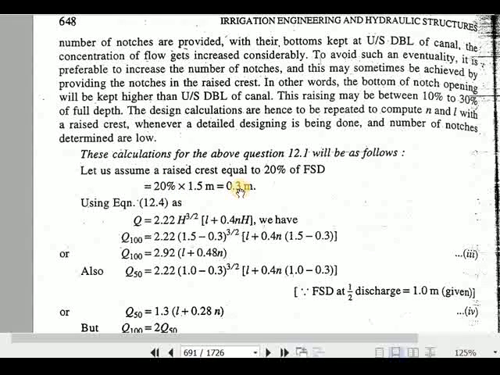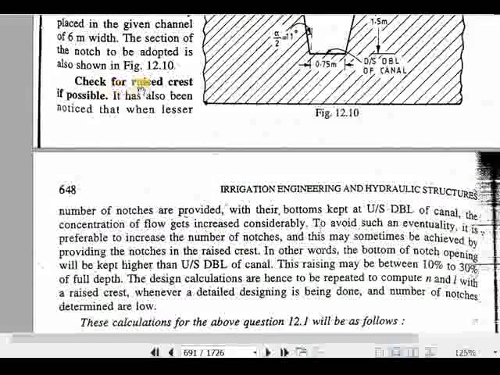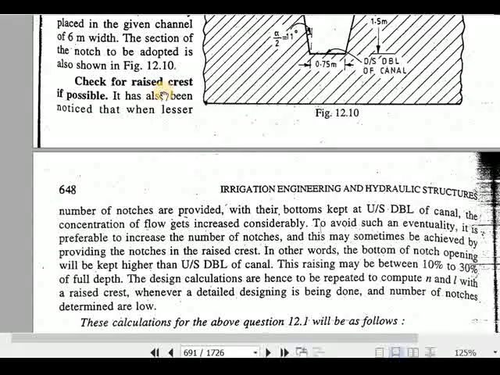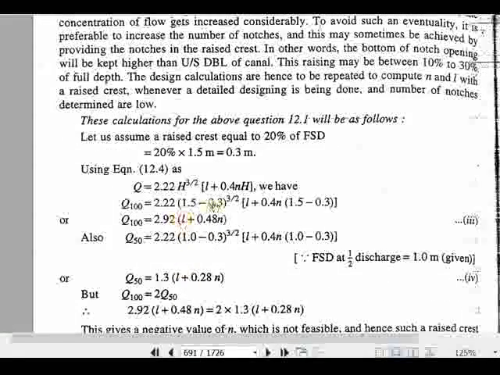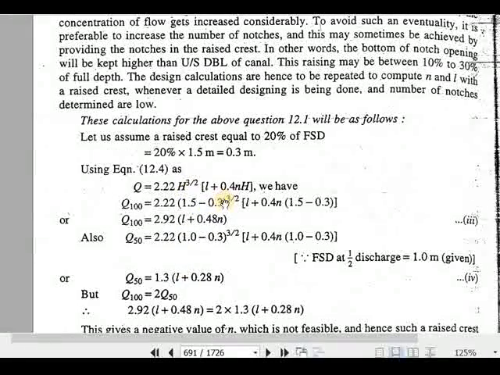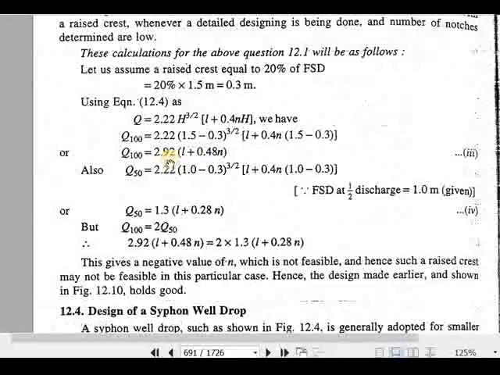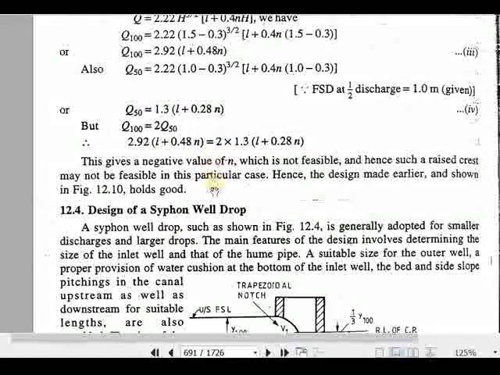It means the head will now be reduced by 0.3 meter because the crest is a little bit higher. The crest is a little bit raised. It is for a raised crest. So you have to just subtract 0.3 from H. Similarly here, you have to repeat all the calculation and you can get the data.